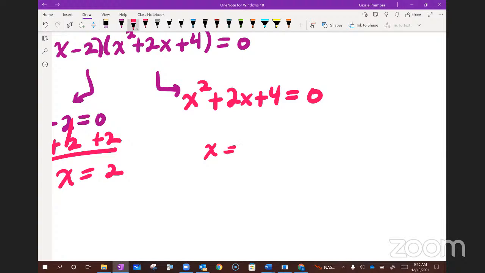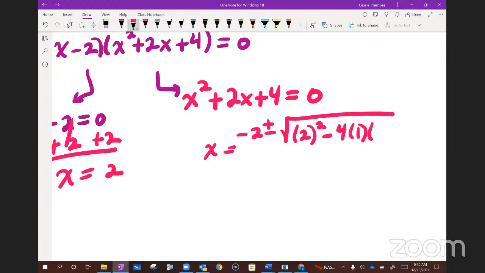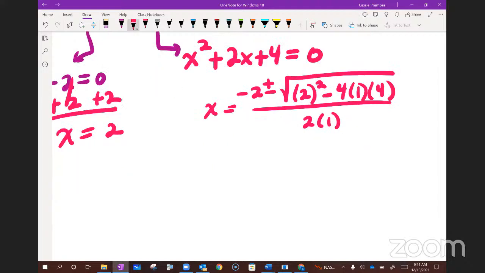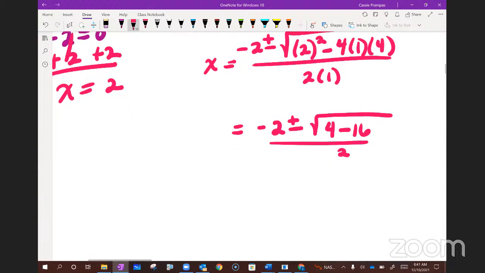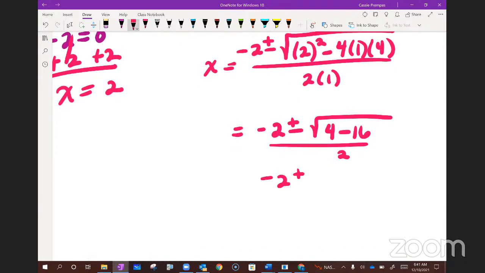x equals the opposite of b. b would be 2 in this case. Negative 2 plus or minus square root of b squared, so that would be 2 squared, minus 4 times a, which is 1, times c, which is 4, all over 2 times the value of a. And I pop it in, and that would give me negative 2 plus or minus square root of 4 minus 4 times 4, which would give me 16, all over 2. And then I simplify that out. So that's negative 2 plus or minus square root of negative 12 over 2.